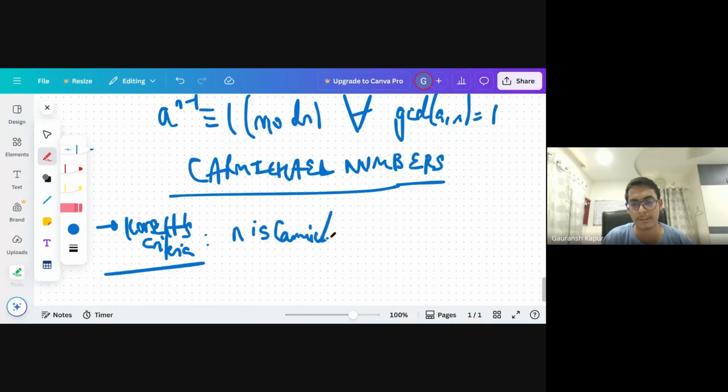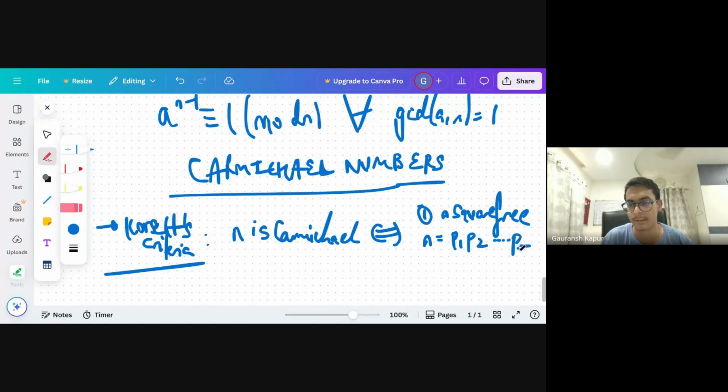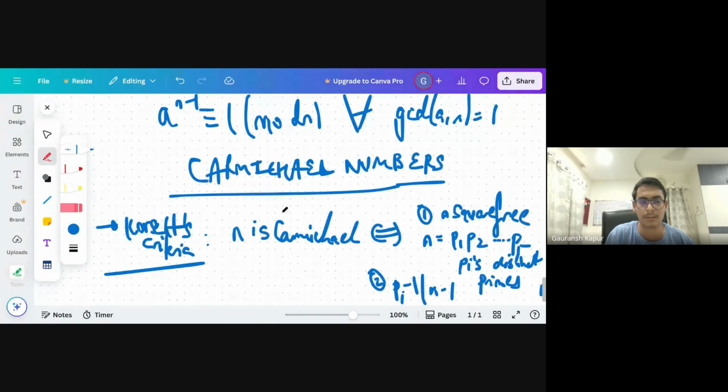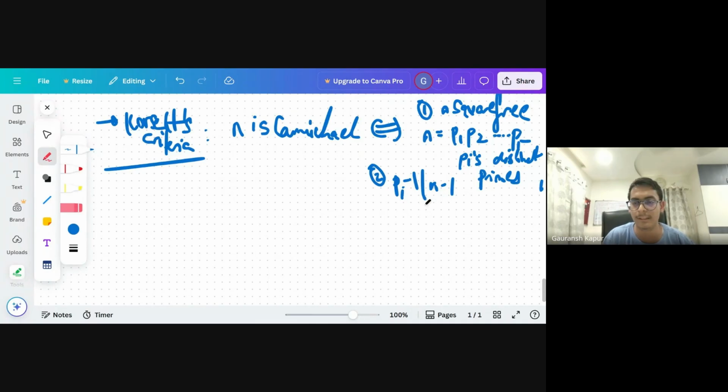So it says that a natural number n is Carmichael if and only if firstly n is square free, which means that the factorization of n must look like this: p1, p2, pr, where all the pi's are distinct primes. So basically no square of a prime divides n. And it also states that pi minus 1 must divide n minus 1. So basically, each of the prime factors minus 1 should be a divisor of n minus 1, and n should be square free. If these two conditions are satisfied, then n is Carmichael. And if n is Carmichael, then it must satisfy these two criteria.